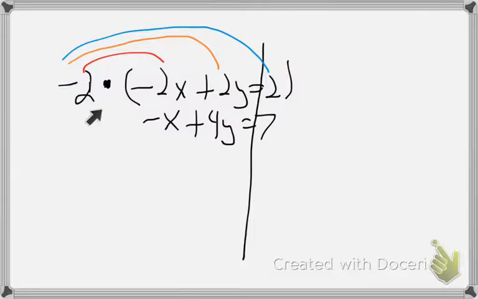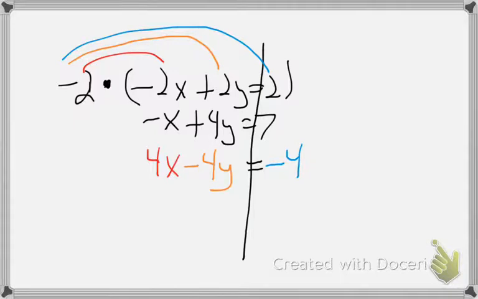Negative 2 times negative 2x in red becomes positive 4x. And notice I can just write this right below it. And then in orange, we have negative 2 times positive 2y. That is the whole inspiration for this. Negative 4y. That's going to cancel beautifully. And then we have got to not forget our blue section there. Negative 2 times positive 2 is negative 4.